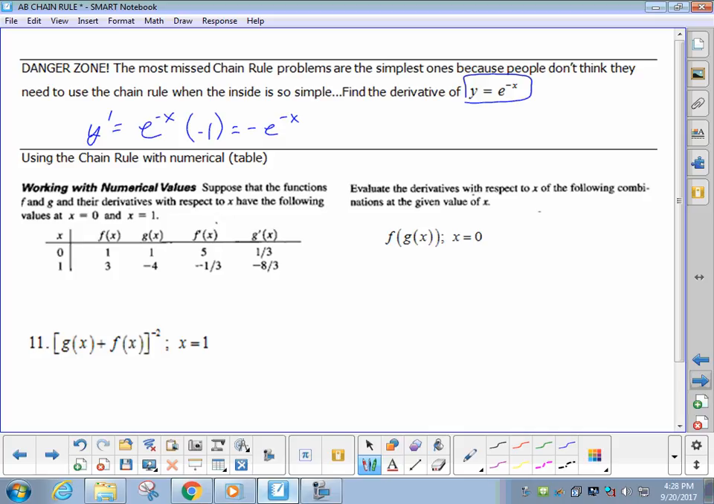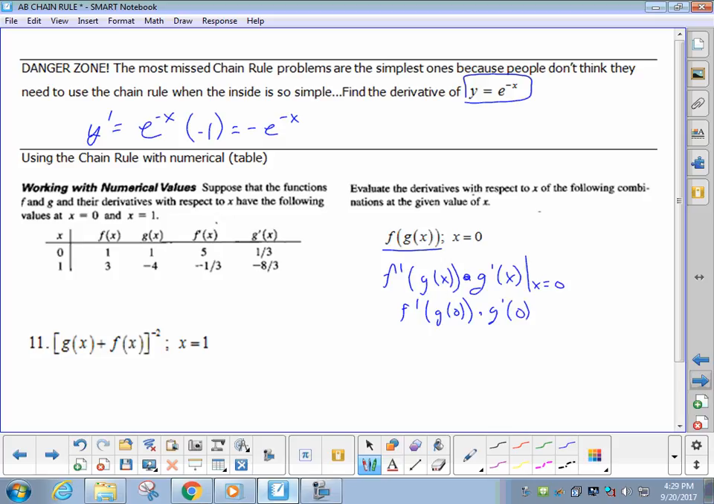Say I gave you this table of f, g, and f prime and g prime values at 0 and 1. And I asked you, given a composition, f of g of x, find the derivative at 0. First, give me the chain rule. The derivative of the outside, f prime, with the inside, g, the same, times the derivative of the inside, which is g prime. Now I'm going to evaluate that at x equals 0. F prime of g of 0, I'll do in a second, and g prime at 0.